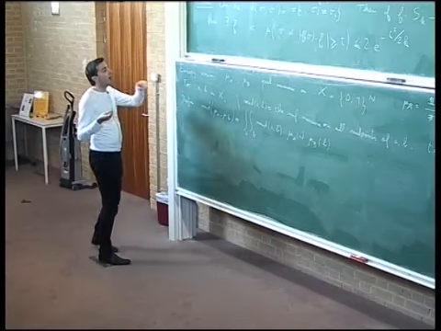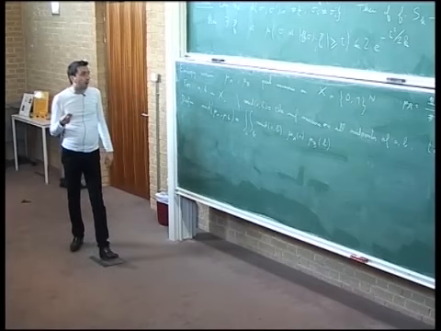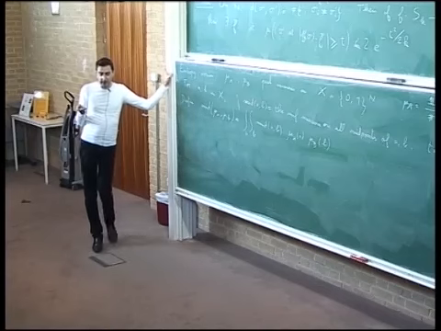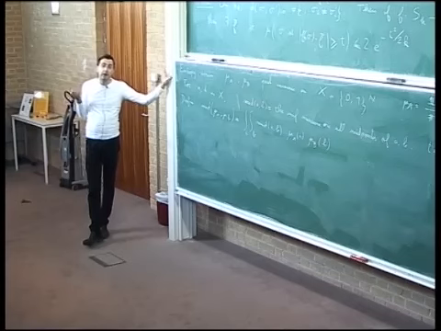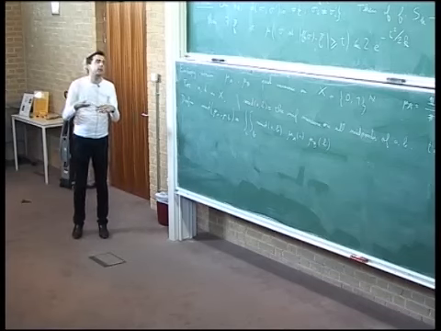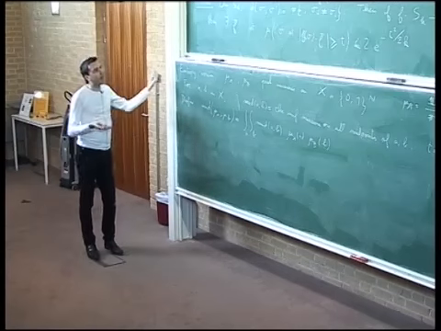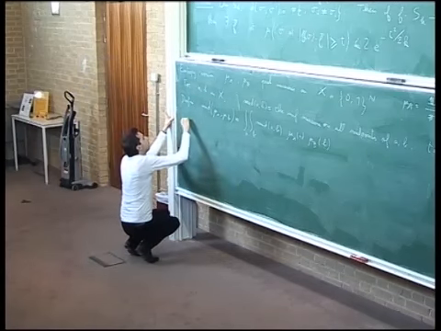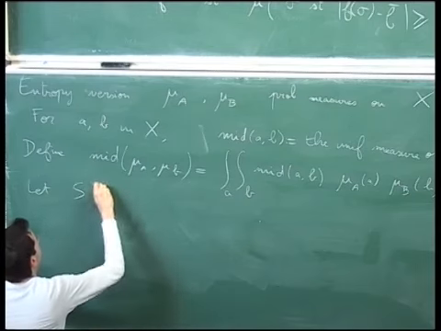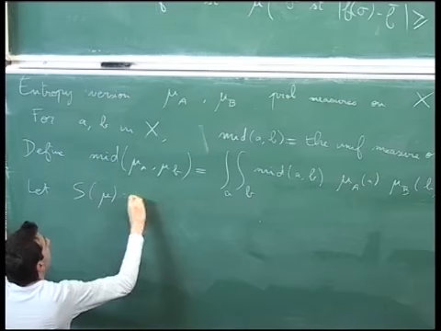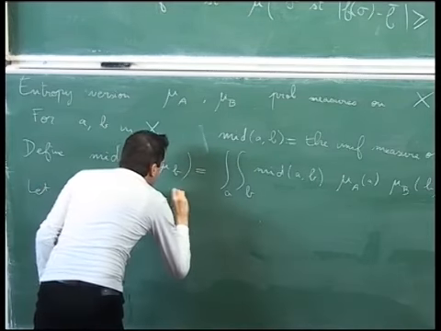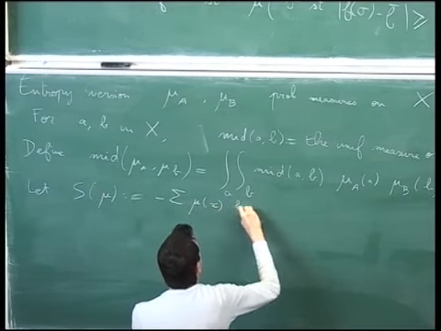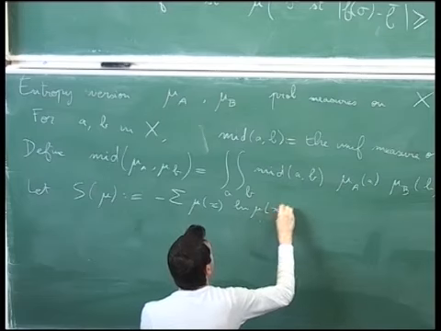Now, for a measure on the set X, what's the equivalent of the cardinality of the set? Well, for a measure, it's the Shannon entropy. The Shannon entropy is the equivalent of the logarithm of the size of the set. So let S of mu be minus the sum of mu of x log mu of x, the Shannon entropy.